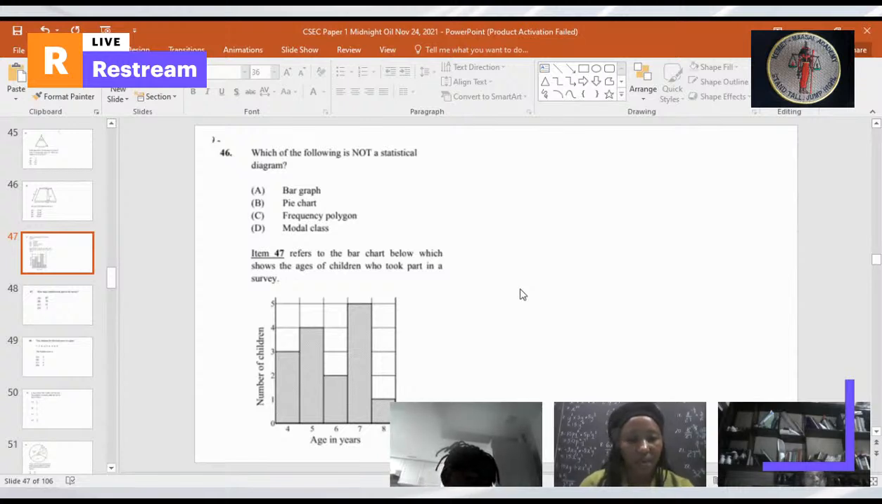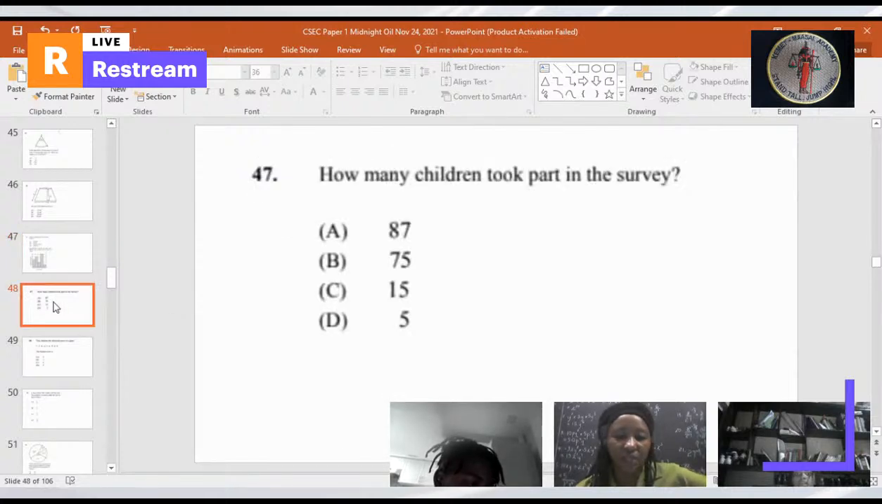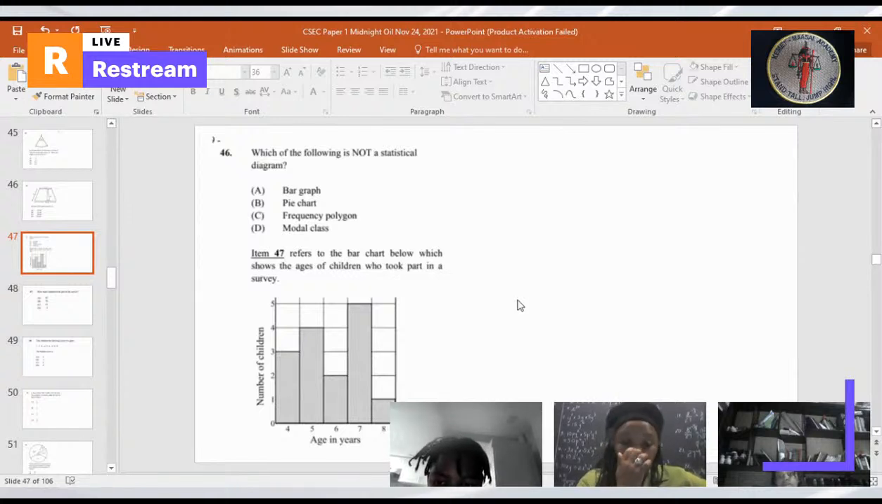The next question is number 47. Imani, read it. Okay. Item 47 refers to the bar chart below, which shows the ages of children who took part in a survey. All right. So the next question, how many children took part in the survey? Look back at the bar graph and work out for me how many children took part in the survey.